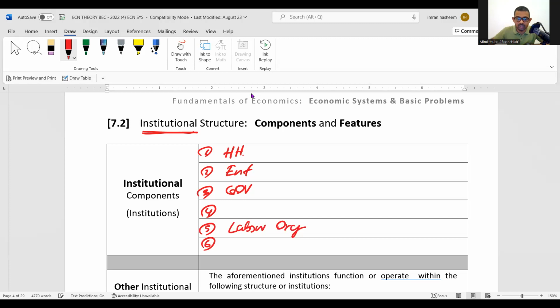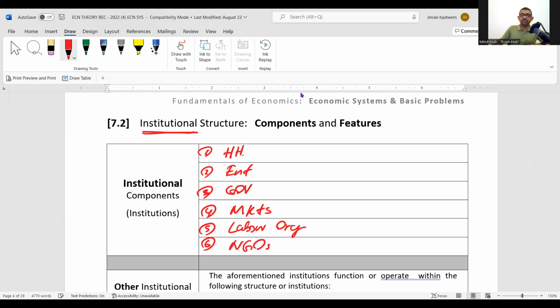What is number 4? I'm getting a message as well. Yes, labor organizations, we'll say. Markets. Yes, right. Markets. Very good. A very important institution. I'm happy to see that most of you are trying to contribute. Anyone else? Last one. Non-government organizations. There we go.